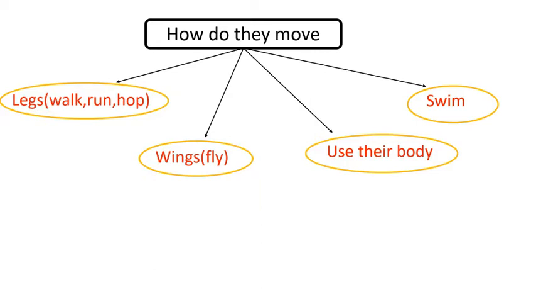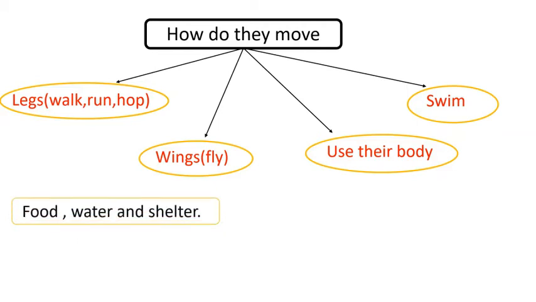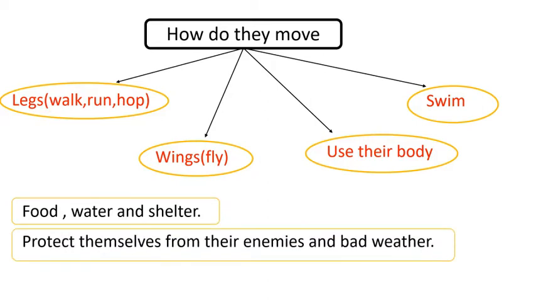But children, why do animals move? Yes, they move from one place to another in search of food, water, and shelter, and also to protect themselves from their enemies and bad weather. So they move from one place to another.